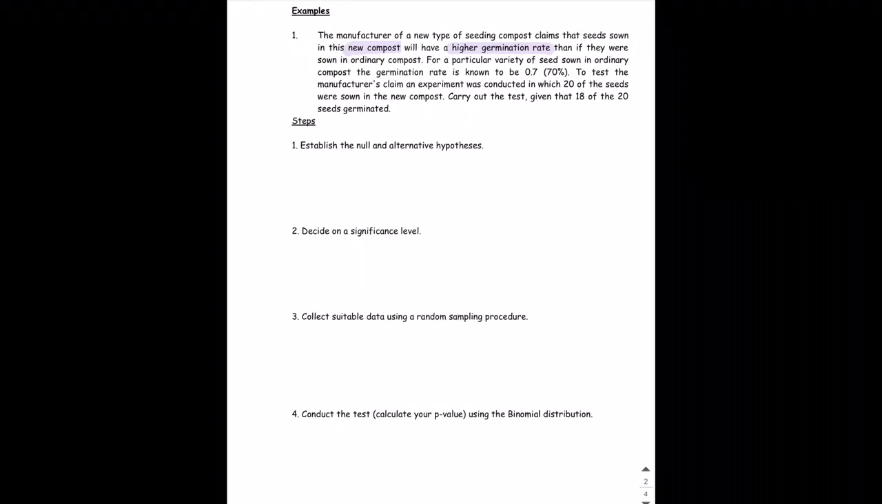So if they were sown in ordinary compost, then a particular variety of seed will have a germination rate of 70%. So in regular compost, 70% of seeds turn into flowers, and this manufacturer is saying that their new super compost is going to lead to more seeds turning into flowers. To test the manufacturer's claim, an experiment was conducted. They planted 20 seeds in this new compost, and they found that 18 of the seeds germinated.